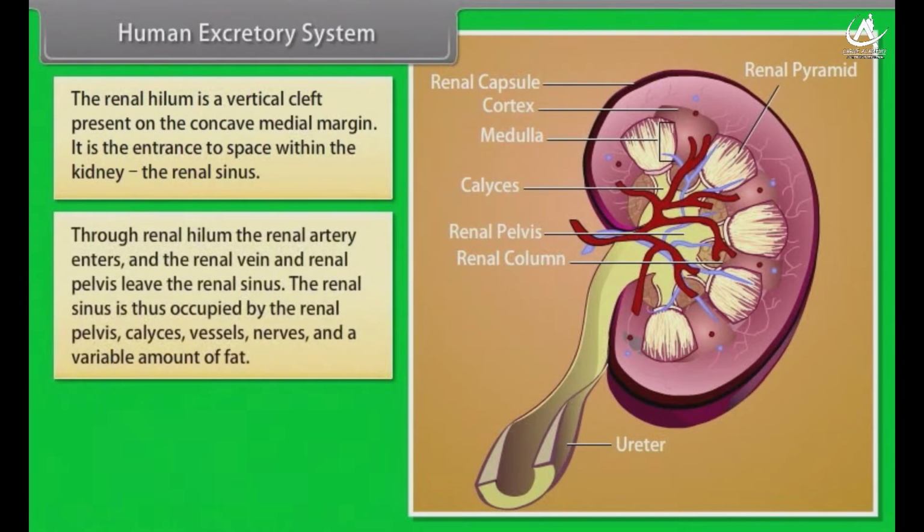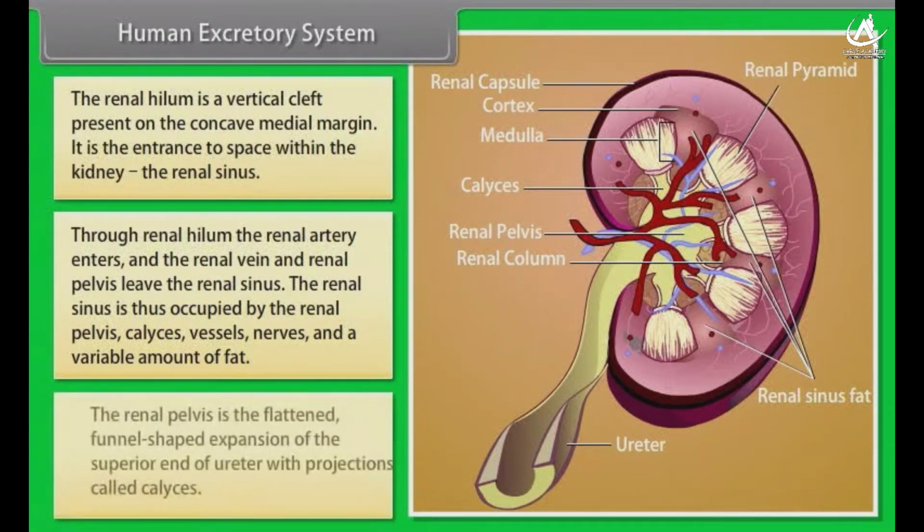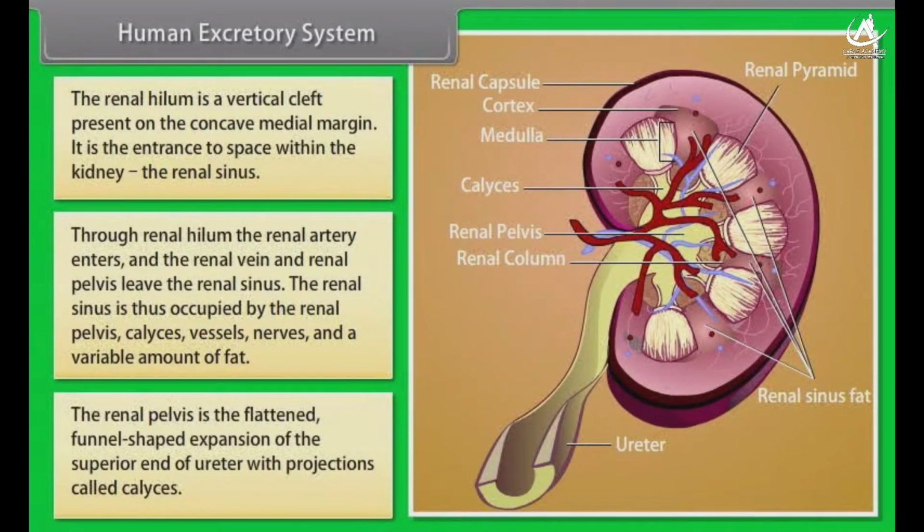Through renal hilum, the renal artery enters and the renal vein and renal pelvis leave the renal sinus. The renal sinus is thus occupied by the renal pelvis, calyces, vessels, nerves and a variable amount of fat. The renal pelvis is the flattened, funnel-shaped expansion of the superior end of ureter with projections called calyces.